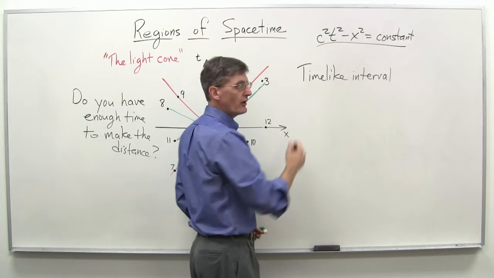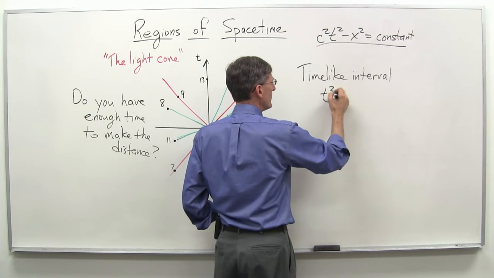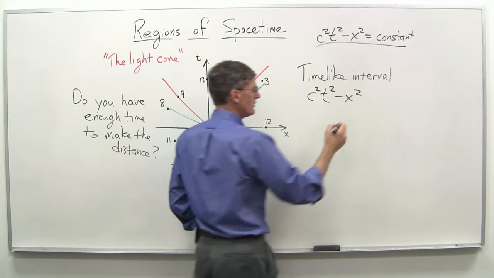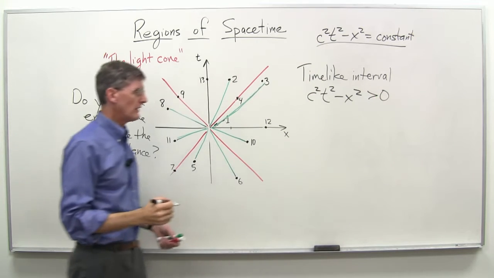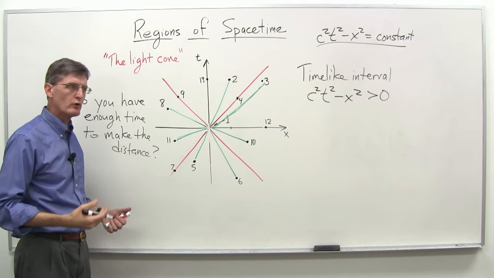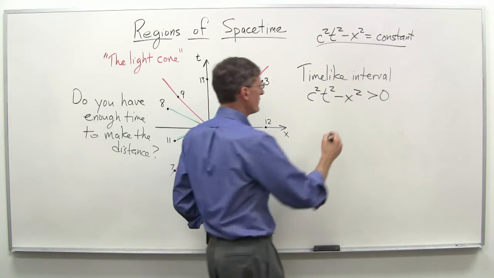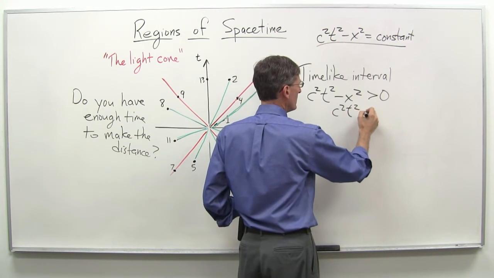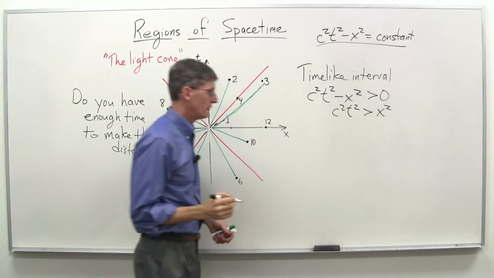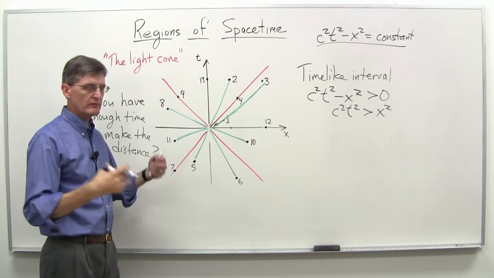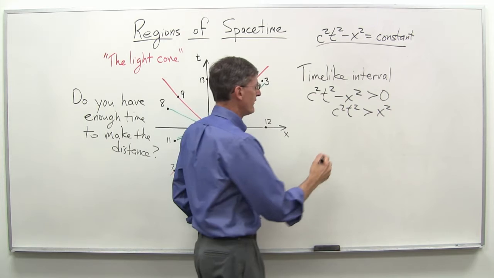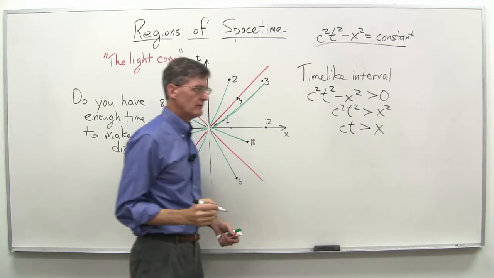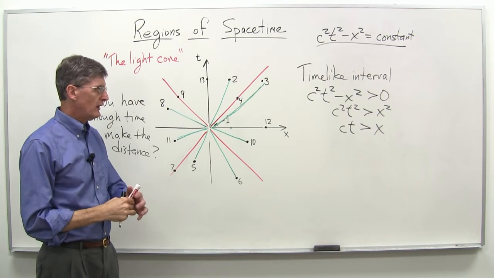If you have a time-like interval, what that really means is that this invariant interval, c squared t squared minus x squared, turns out to be greater than 0. And you might say, well, why? We can motivate this a little bit, because if you do a little bit of algebra here, this means c squared t squared is greater than x squared, just moving the x squared over. Or if we take the square root, and everything is positive here, we can say that ct is greater than x. Now, what does that mean?